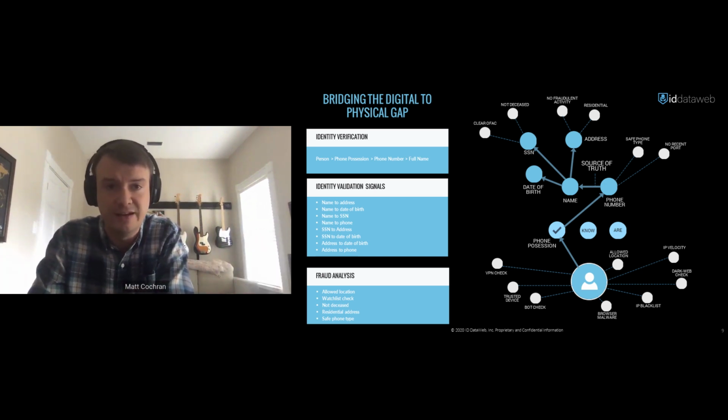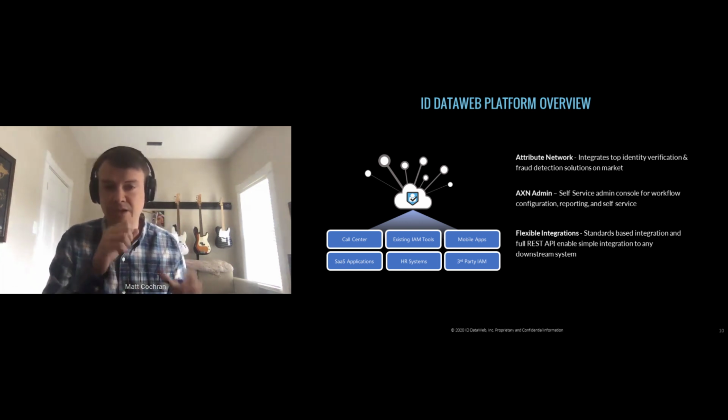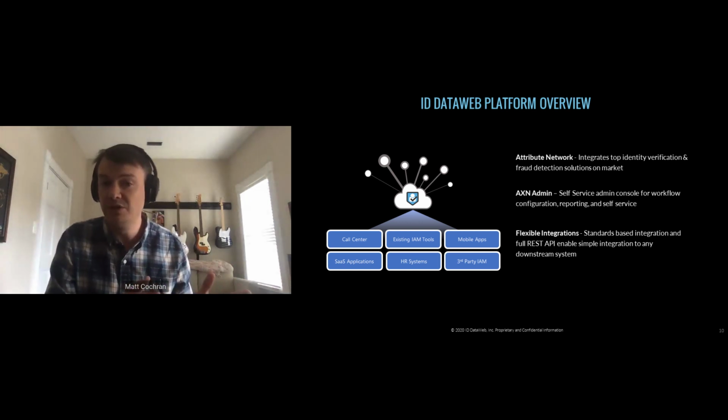How do you get all of that data and make it seamless with the rest of your account opening process? So that's really where we come into play. There are three key points about ID Data Web. Firstly, we operate a cloud called the Attribute Exchange Network.